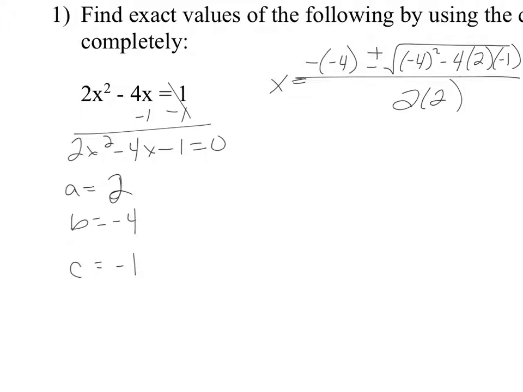We want to find the exact value, so that means I don't want a decimal. And the way I'm going to get a decimal is if I actually put the radical in the calculator, so I won't do that. I'm going to figure out what is under the radical, and then simplify those even further if I can. So a negative of a negative 4 is positive 4.